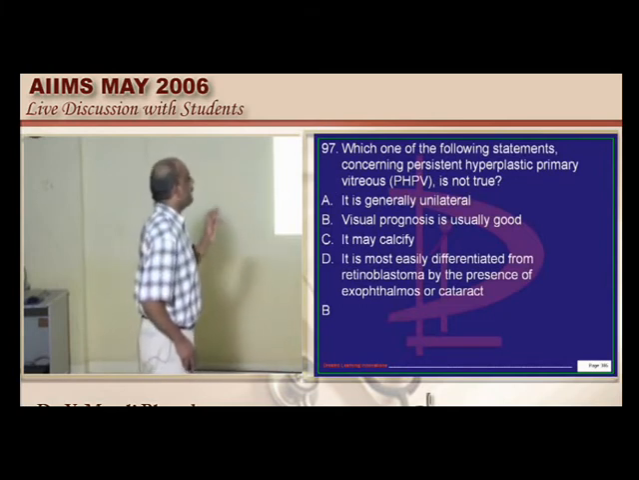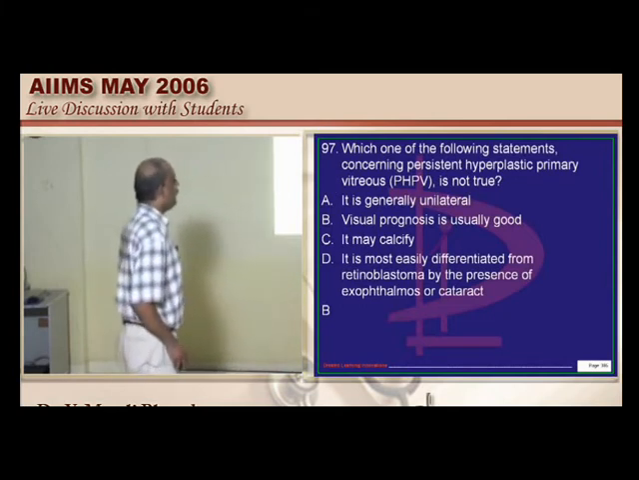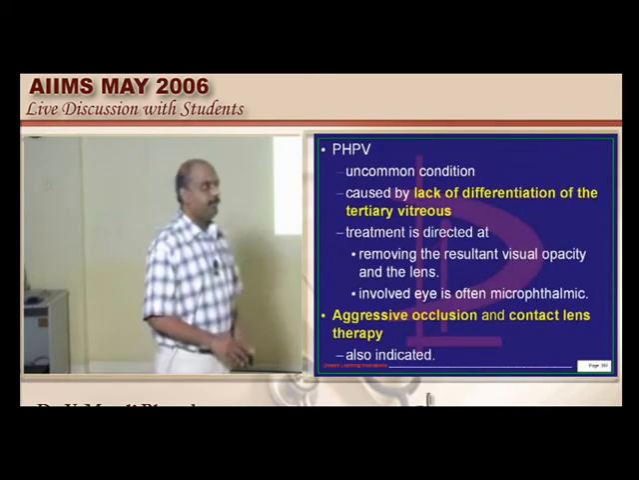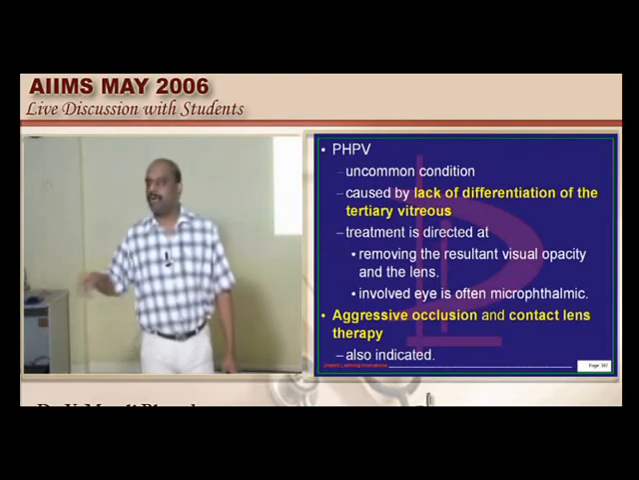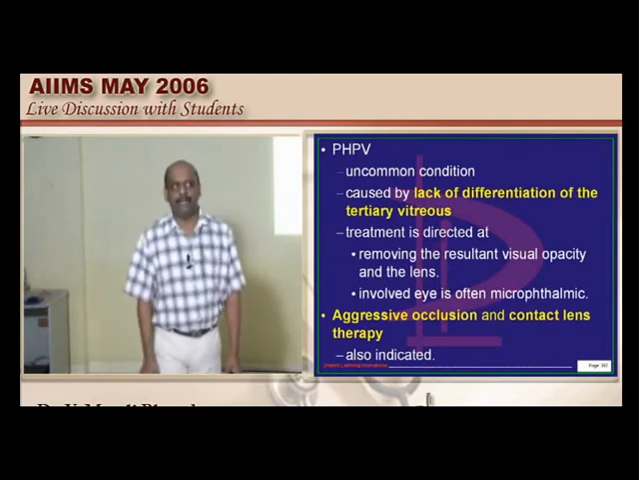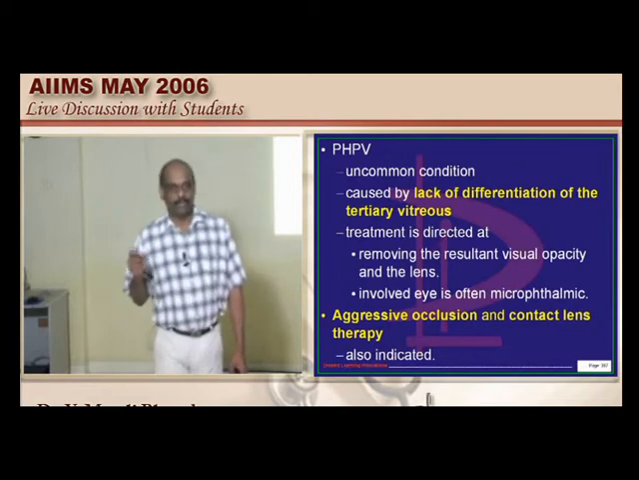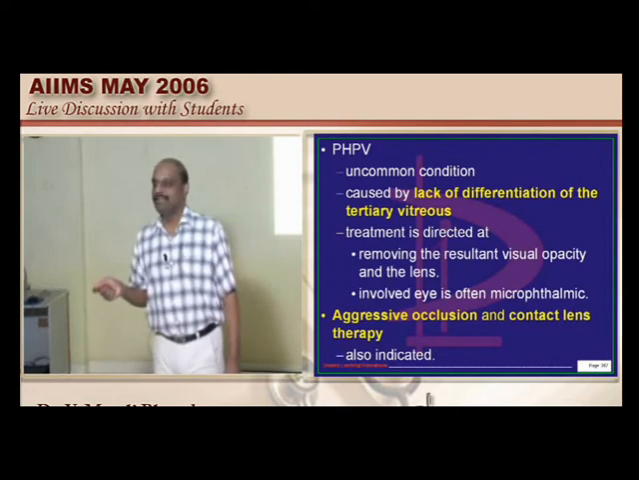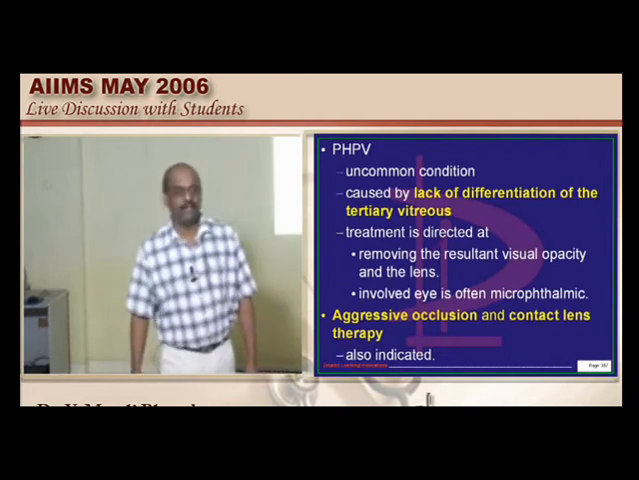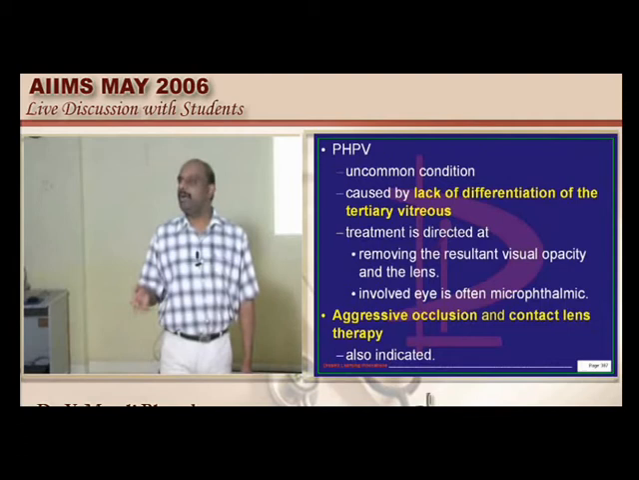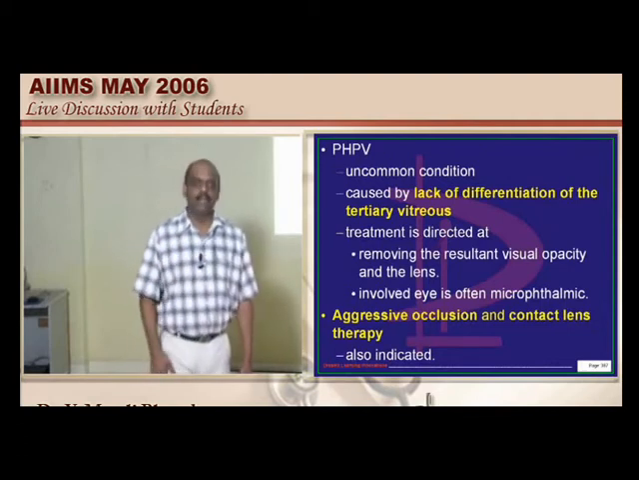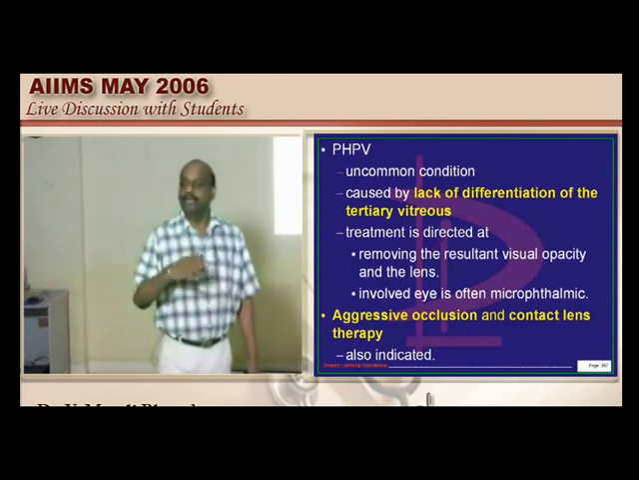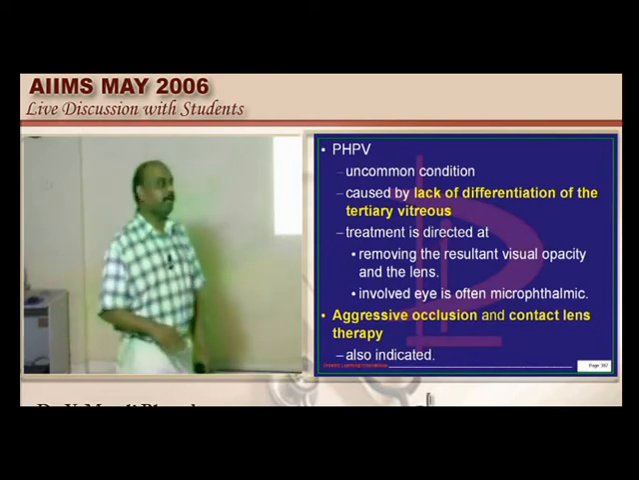Persistent hyperplastic primary vitreous. What are the important features about it? So basically you need to know it's a relatively uncommon condition and also an uncommon question to appear in the exam. One common question asked of me is how to bet and bid when there is negative marking. You bet on what you are at least reasonably honest that you can guess. Something which you have never heard, never touched, it's better not to bet. That's a very important rule.